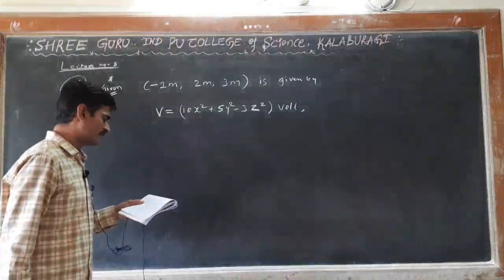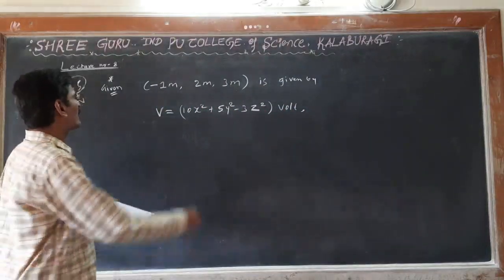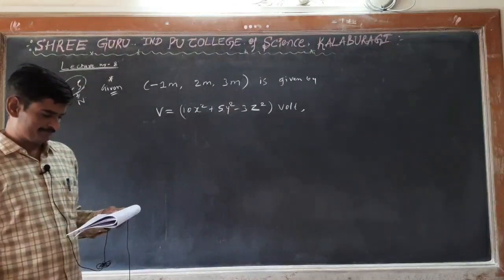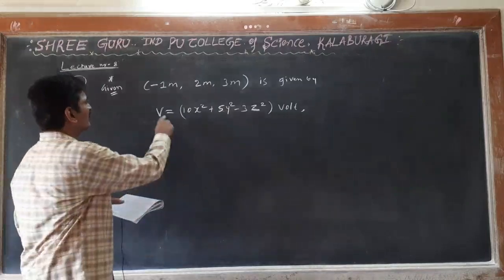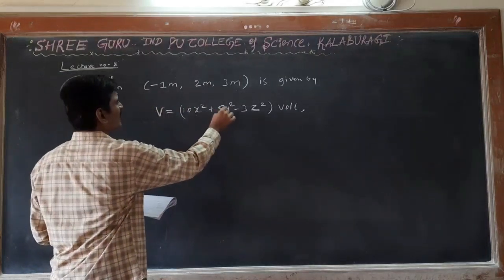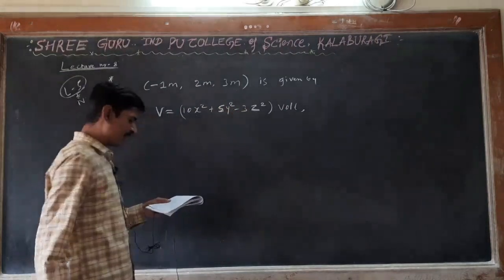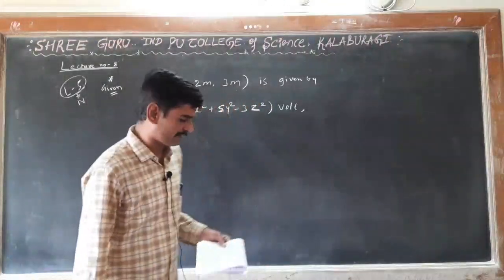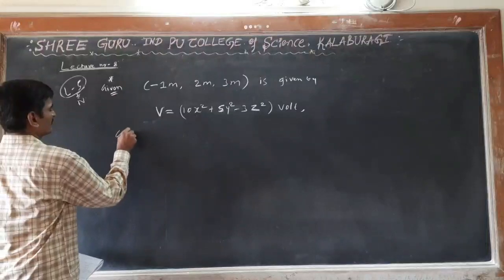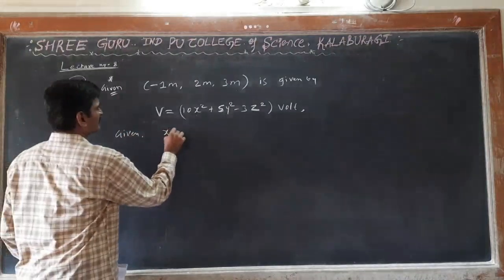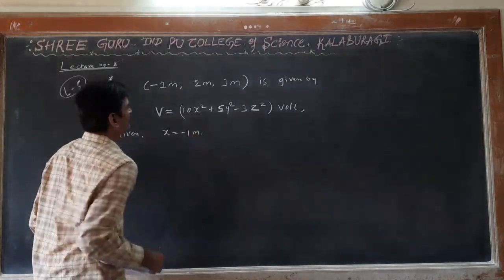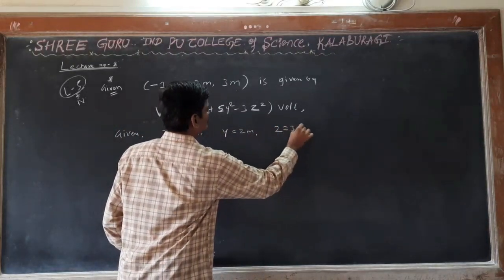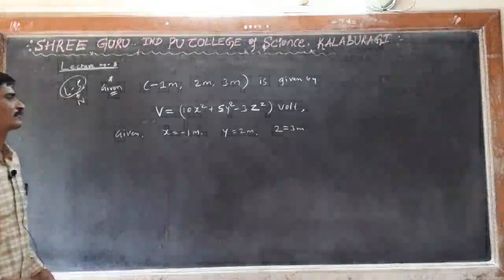See here what they have given. The potential in the region of space around the point (-1 m, 2 m, 3 m) is given by 10x² + 5y² − 3z² volt. Calculate the 3 components of the electric field at this region. So that is given, so write given: x is equal to −1 meter, y is equal to 2 meter and z is equal to 3 meter. And the potential is also given.